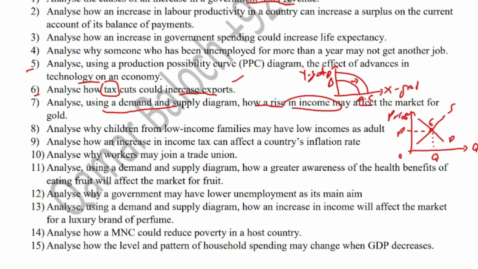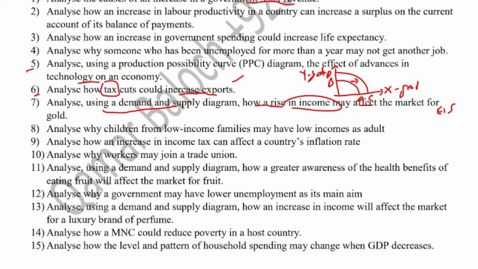If income increases, income being a factor of demand, demand will rise, and it will shift to the right from D to D1. Equilibrium will move upward from E to E1, where quantity will increase to Q1 and price will increase to P1. So the price of gold will rise and the quantity traded will also increase from Q to Q1. You have to make this graph, and you have to explain it. Whatever I was speaking is the explanation of this graph, so you can copy exactly the same thing.